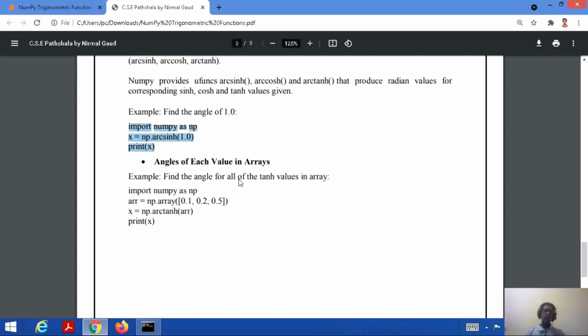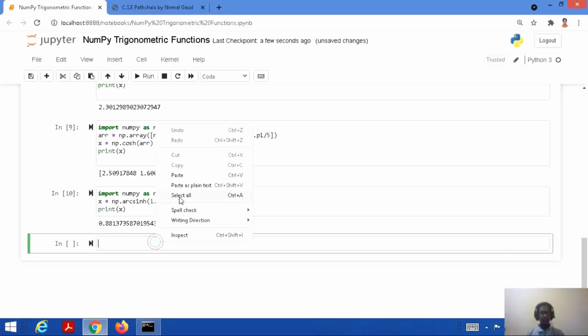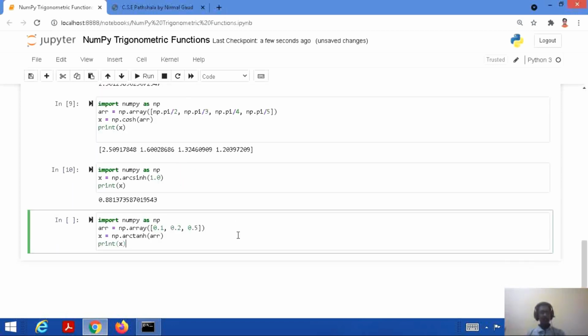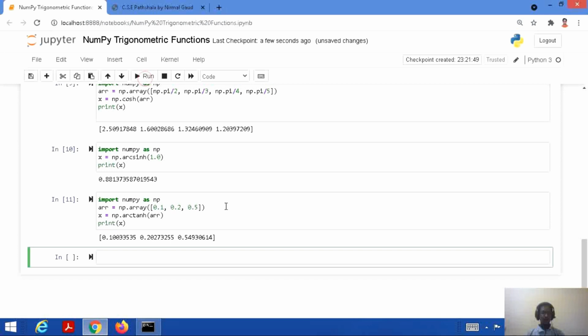Alright, now if you want to calculate the angle of each value in an array, that means here we are giving an array as an argument. So let's consider one more code. Okay, and we need to calculate for the tan hyperbolic. Okay, so here it is. Alright, so import NumPy as np, arr equal to np.array, and this array we are giving as an argument to arctanh, or we can say it's the inverse of tan hyperbolic. Okay, and then we are printing its value. So let's save this code and run this code. So here it is. This is the output for these respective values.